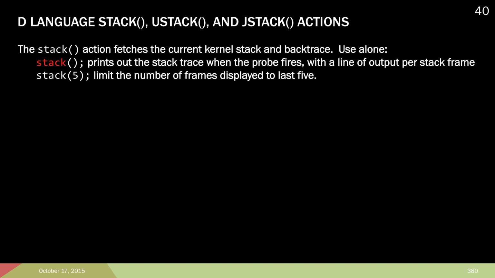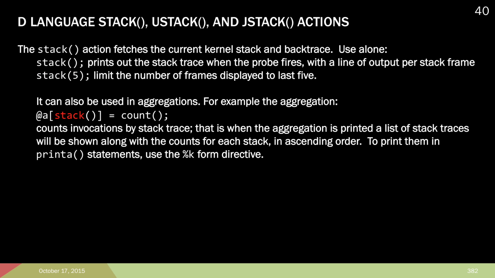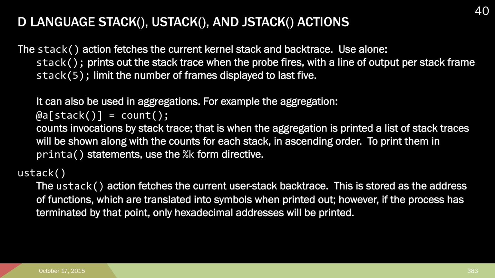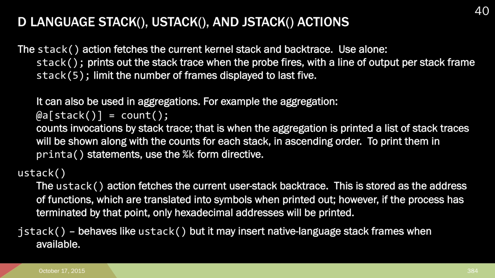By itself, stack prints a kernel stack trace and backtrace. With a whole number argument, stack limits to the number of stack frames displayed. Stack can be used in aggregations. In this case, a count would be displayed for the number of times DTrace saw this path executed. ustack fetches the current user stack backtrace. Stacks store addresses of functions, and only when printed are the addresses translated into symbols. If a process is terminated before DTrace prints a stack trace for it, the addresses will be displayed in hexadecimal. jstack is like ustack, but may insert native language stack frames.